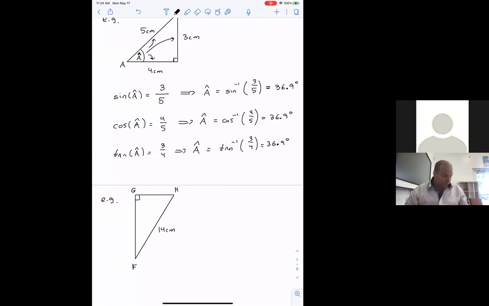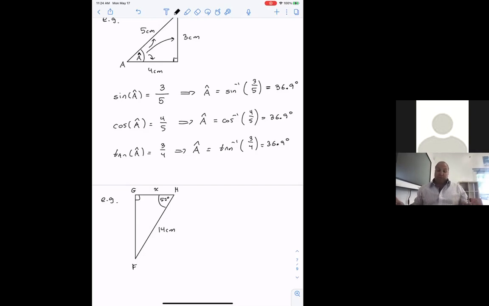Okay, so we have this right angle triangle, FGH. We have a 52-degree angle, angle FHG. So which angle is FHG? Well, start at F, go to H, go to G, and it's that angle. So FHG is this angle up here, 52 degrees. And it says find the length of side GH. So we'll give this a name, we'll call it X. And our goal is to find the length of side GH.